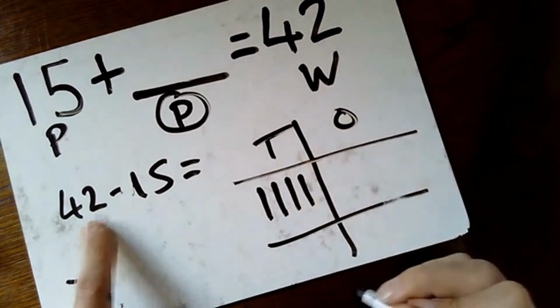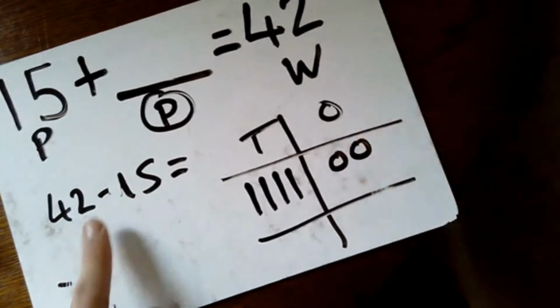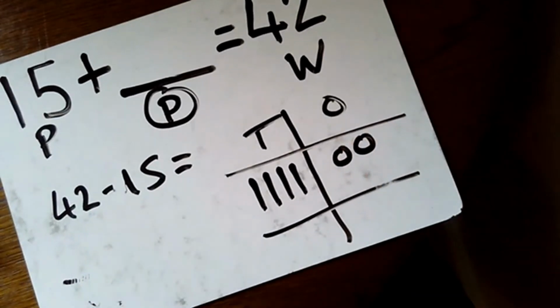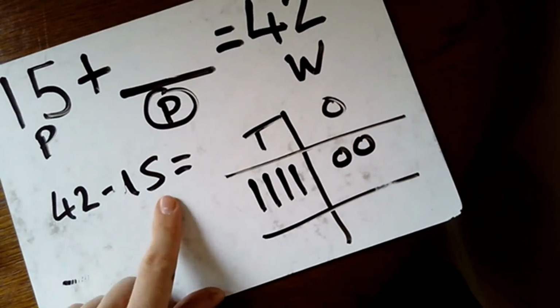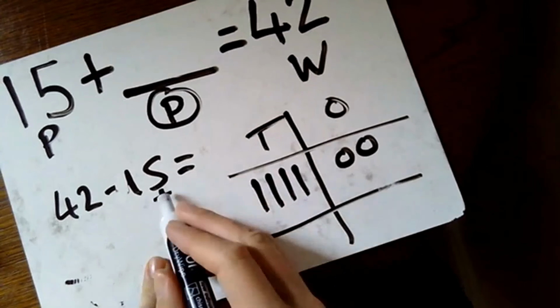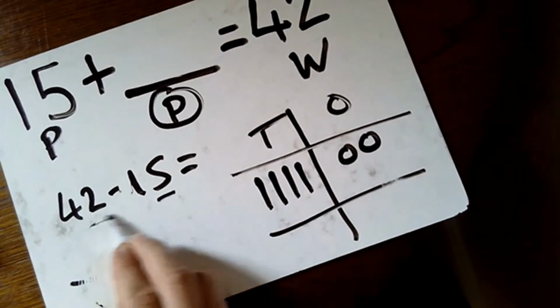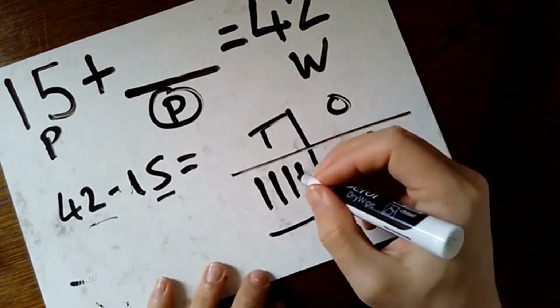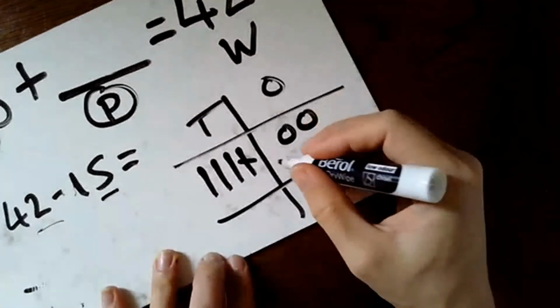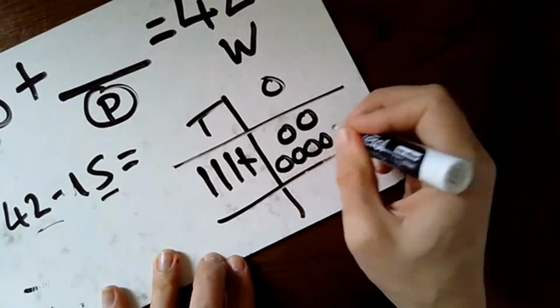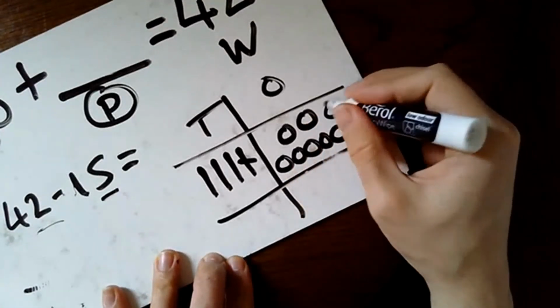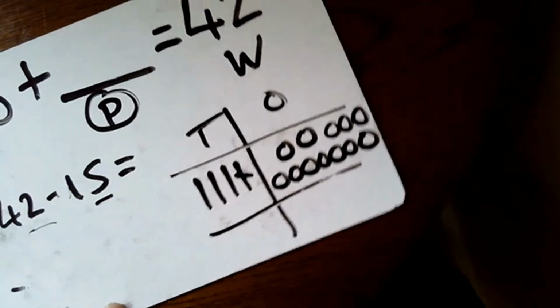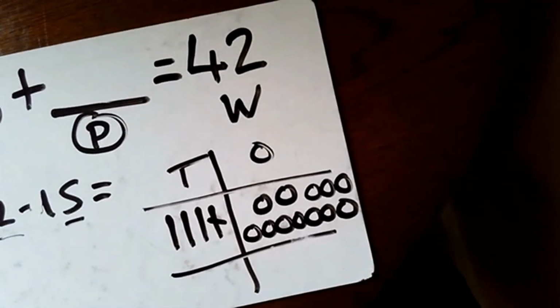So it's 4 tens and 2 ones. Now I need to subtract 15. First, subtract the ones. Well, my ones digit in my part is greater than my whole. I'm going to have to regroup. I regroup 1 ten to be 10 ones. 1, 2, 3, 4, 5, 6, 7, 8, 9, 10. I'll do it up there to get it in.